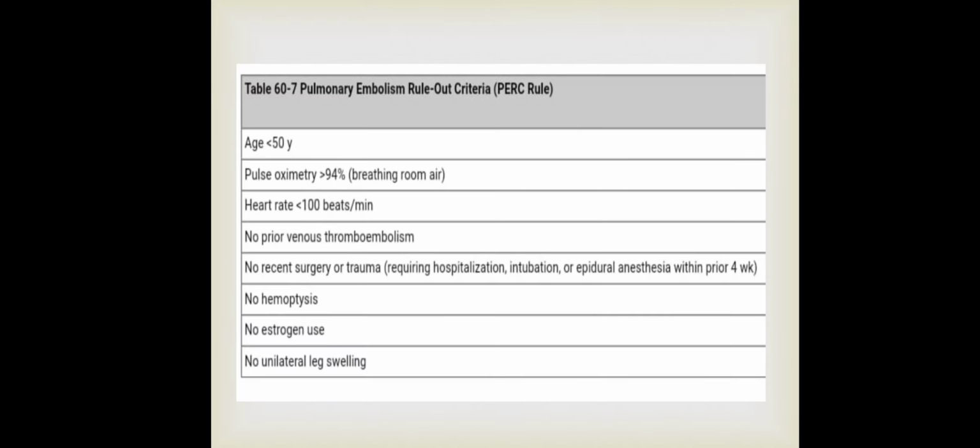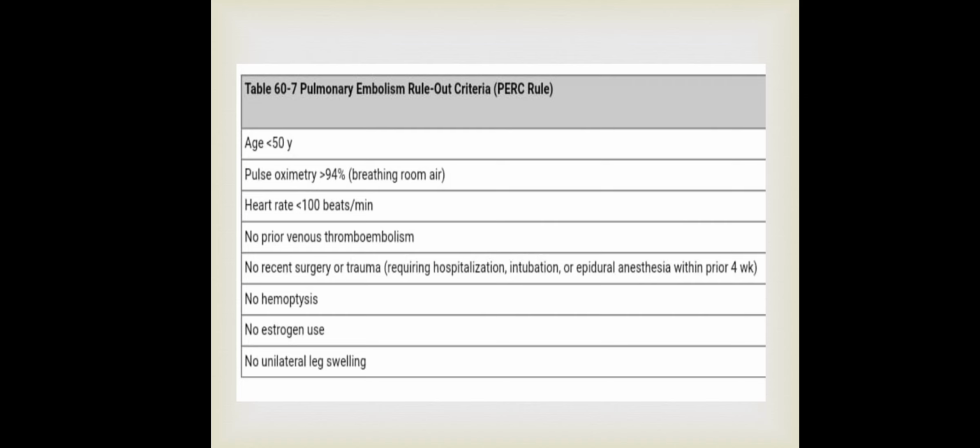What is PERC? Pulmonary embolism rule out criteria. When the Gestalt clinical suspicion is very low, then only you should perform this PERC. If the Gestalt scoring system is high suspicion, you should never perform the PERC. In PERC, all the 8 parameters should be satisfied to tell that the patient has very limited or even unlikely to have a pulmonary embolism. Right?